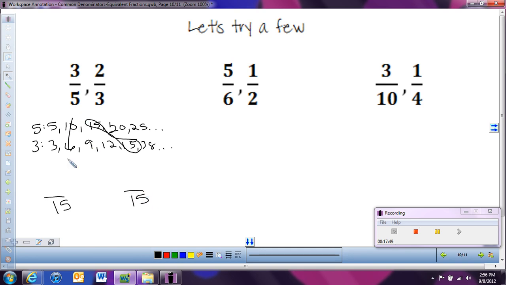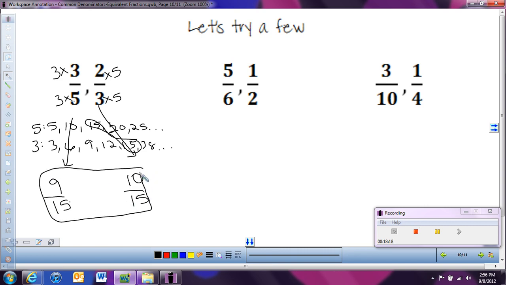So I'm just going to rewrite them down here. This one's going to go as 3/5. This one's going to go as 2/3. So to go from 5 to 15, I'm going to times by 3, and whatever I do to the bottom, I'm going to do to the top. So 3 times 3 is 9. Here I'm going from 3 to 15, so I'm going to times by 5, because 3 times 5 is 15. Times by 5 on the top, and 2 times 5 is 10. So in this case, our common denominator was 15, and here's our two new equivalent fractions so that we'd be able to add or subtract them together.